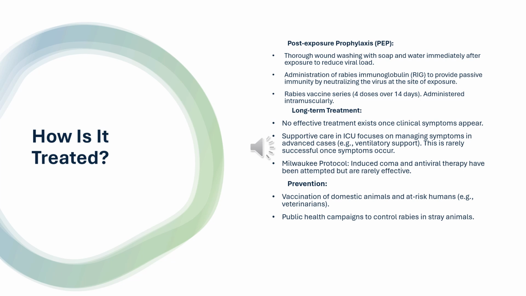Once the clinical symptoms that we talked about earlier appear, generally there's no effective treatment. Once rabies gets to your central nervous system, that's pretty much it. In advanced cases, generally the patient will receive supportive care just to kind of help them stay comfortable. They'll go to the ICU. Generally, they'll be intubated and put on a ventilator.